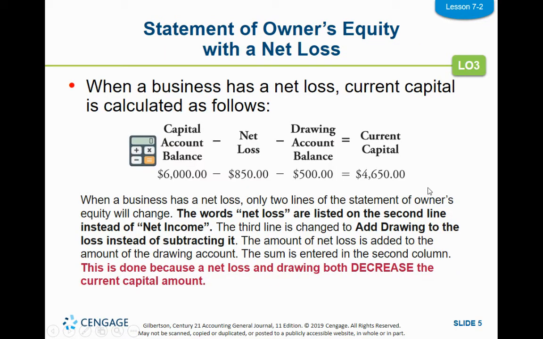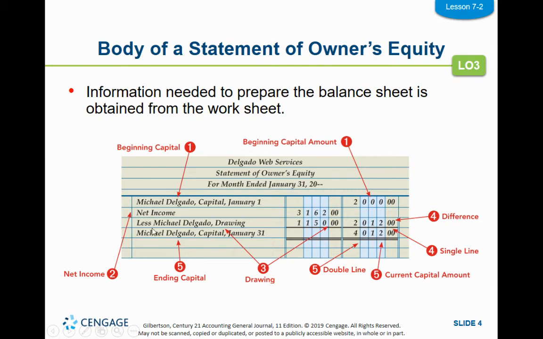If you had a net loss, then instead of subtracting drawing from the net income, you would add drawing and net loss, because both of those amounts are going to decrease capital, and then you would subtract them from the capital account. So on here, it would say net loss plus drawing. You would add those two amounts together, put it over here, and then subtract.